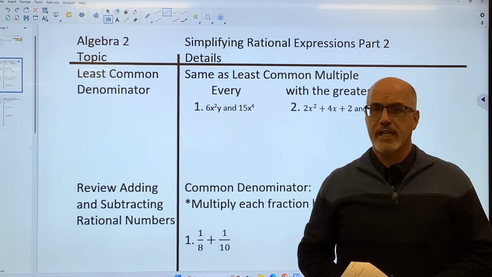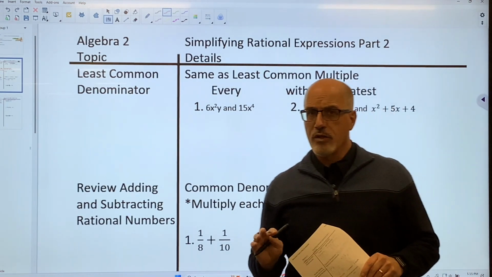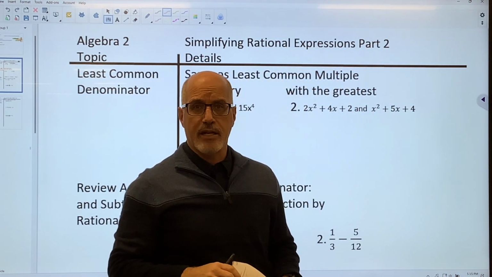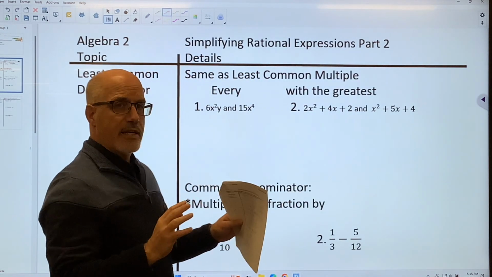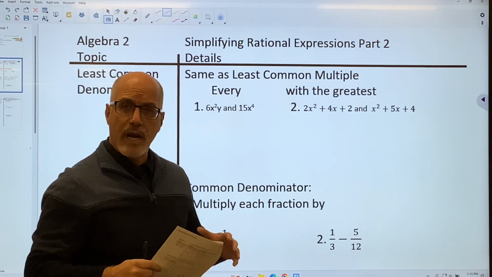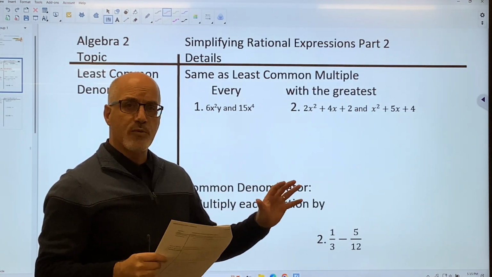In this video, we're going to take a deep dive into simplifying rational expressions. We're especially going to look at extending things to adding and subtracting rational expressions. So first of all, what we have to recognize is we're going to have to find least common denominators when we're adding these fractions. You have to have a common denominator to add or subtract.